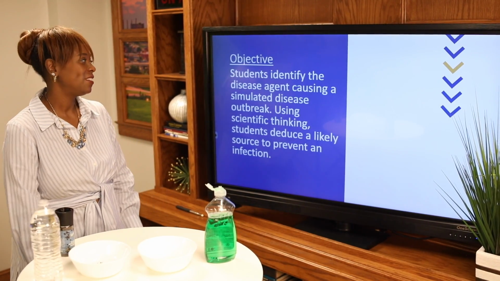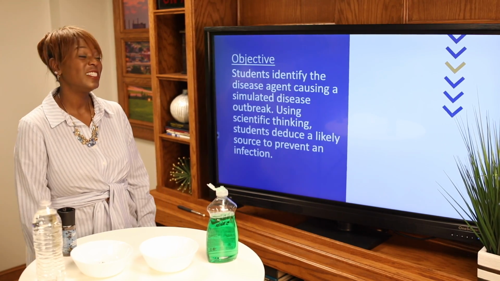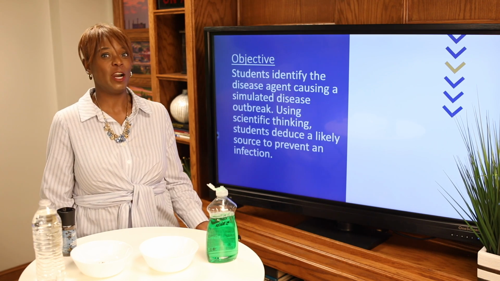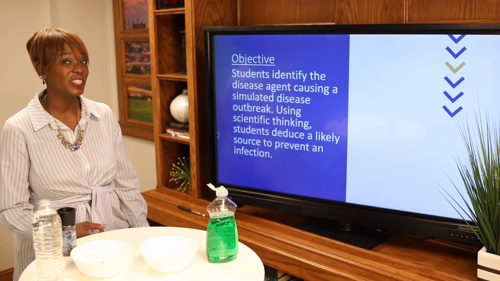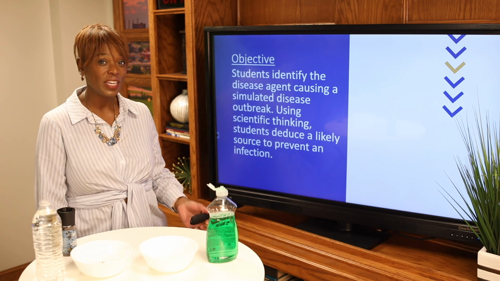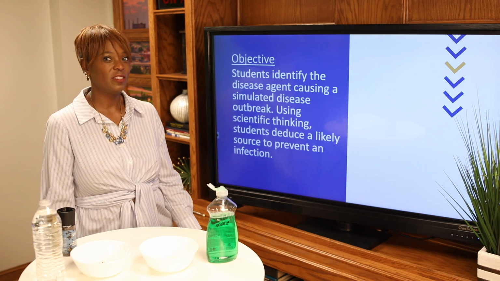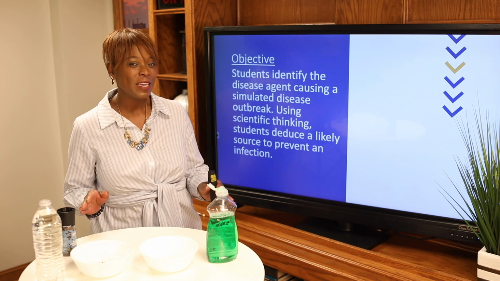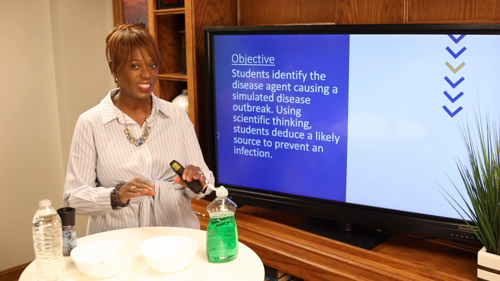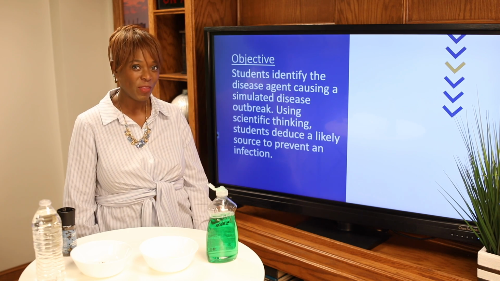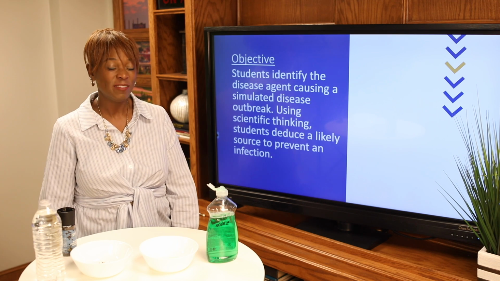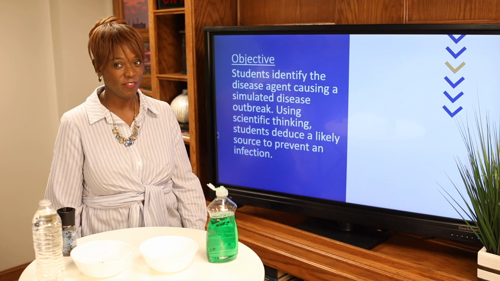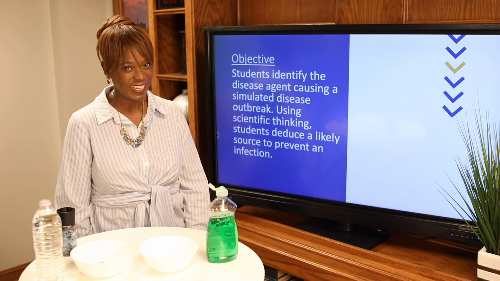Alright, so the objective today is to identify the disease agent that's causing the simulated diseases to have an outbreak. Then we're going to use our scientific thinking to deduce the likely source to prevent that infection. Can you guess what maybe will prevent our infection based on the things that we have on the table for our experiment? Maybe you have some ideas that can help you stop or prevent the spread of infections? I bet you have some ideas.